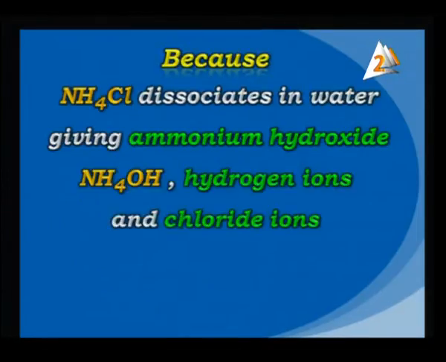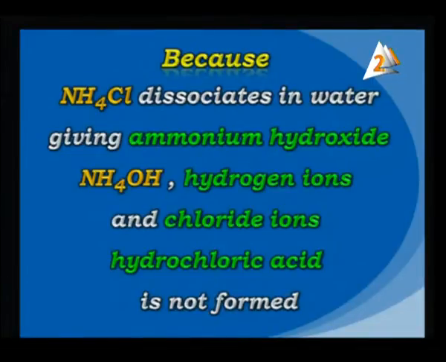Calcium is stronger than carbonate, so you have a salt solution. What about the other? Here we have number one, NH4Cl. Why? Because NH4Cl, or ammonium chloride, dissociates in water, giving ammonium hydroxide, NH4OH, and hydrogen ions and chloride ions. So the hydrochloric acid is not formed. Why? This is back to the ionization, completely here, of the ammonium chloride.